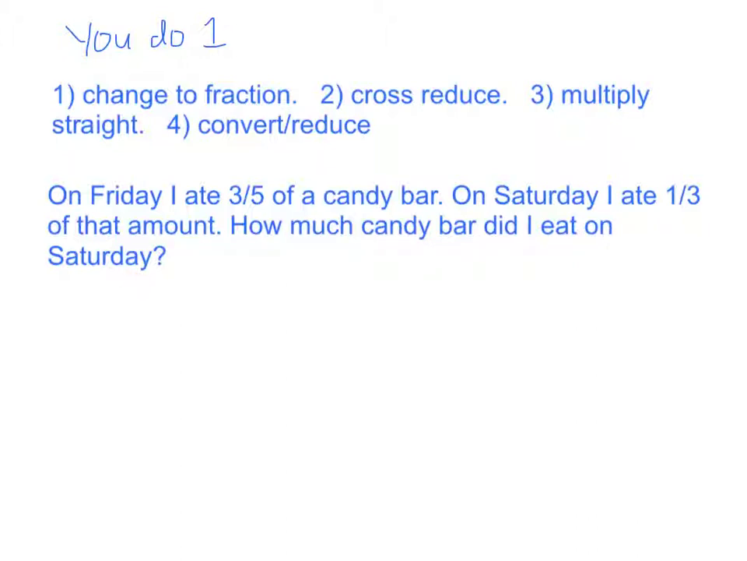So I have a candy bar that I ate 3/5 of on Friday, and then I ate 1/3 of that amount. Go ahead and figure out how much I ate on Saturday. Push play when you've got an answer or when you've gotten stuck. Okay, so I ate 3/5 of the candy bar, and then on Saturday I ate 1/3 of that amount. When you are splitting a fraction by a fraction, you're multiplying. So 1/3 of 3/5 is what this is.